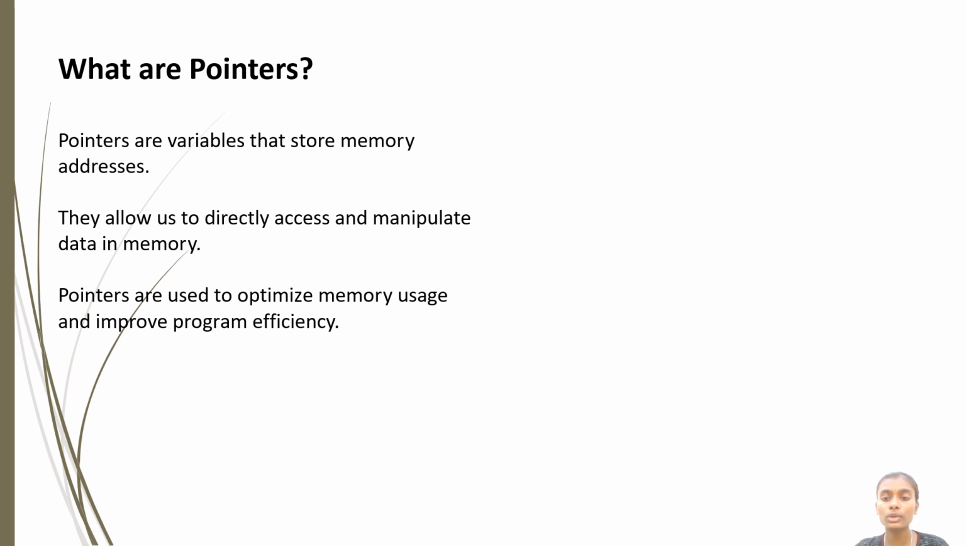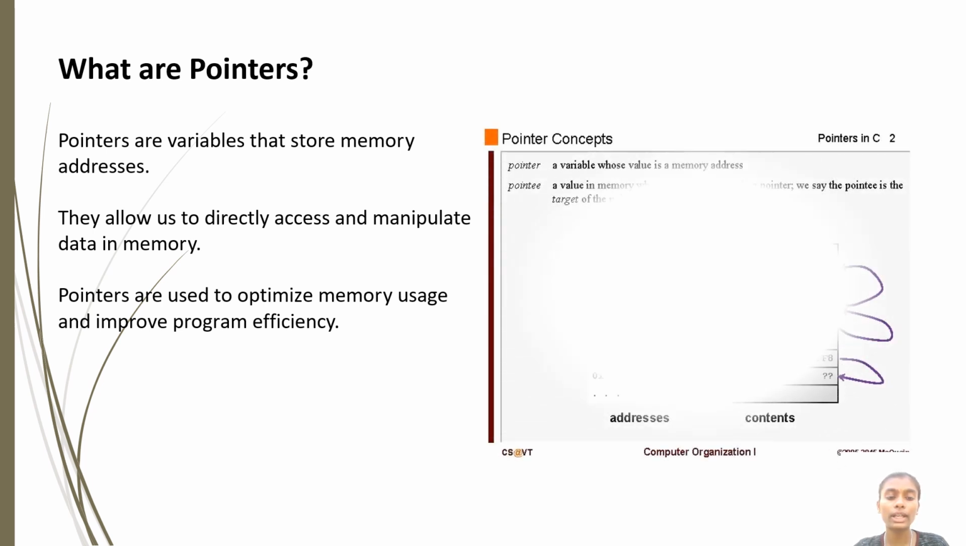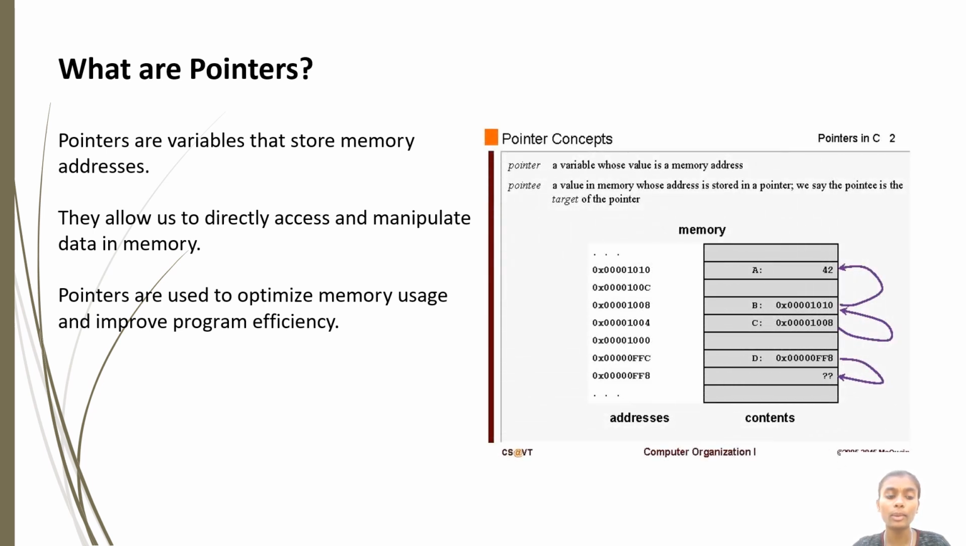What are pointers? A pointer is a variable that stores a memory address. Pointers are used to store the address of other variables or memory items. Pointers are very useful for passing parameters, usually referred to as pass by address. Pointers are essential for dynamic memory allocation. They allow us to directly access and manipulate data in memory. Pointers are used to optimize memory usage and improve programs.